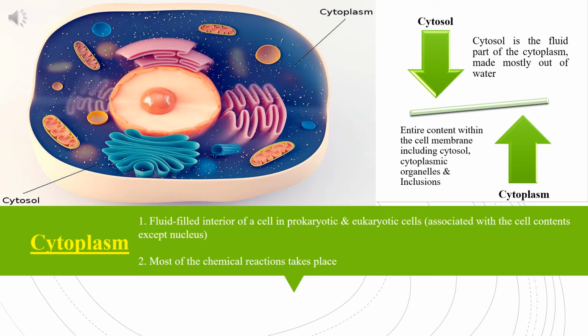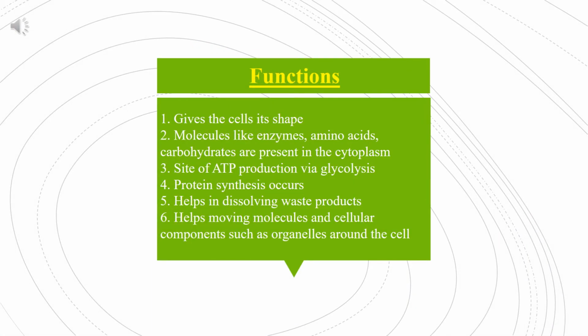It is because of the cytoplasm that the cell has a shape, and the cytoplasm also helps the different components navigate around the cell to simultaneously undergo different chemical reactions. Some key functions of the cytoplasm include: it provides shape to the cell, it helps in the movement of molecules and cellular components within the cell, it is a site for synthesis of protein, and it is a site for production of ATP via glycolysis. Different molecules such as amino acids, carbohydrates, and others are dissolved in the cytoplasm, and the cytoplasm also helps in dissolving certain waste products.